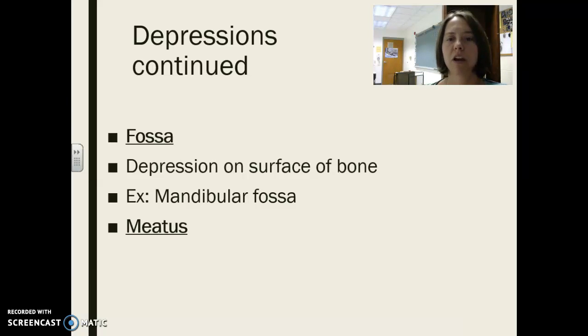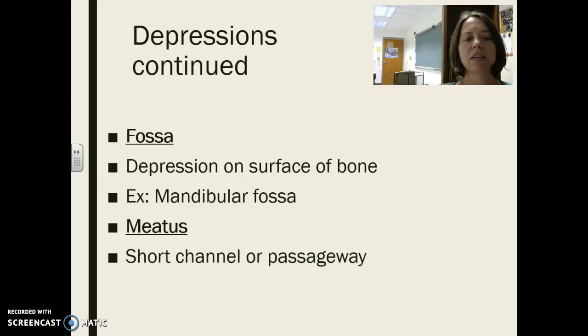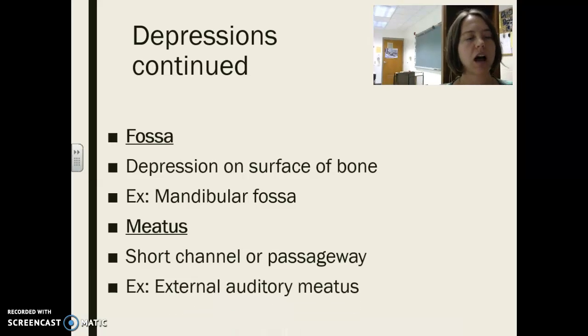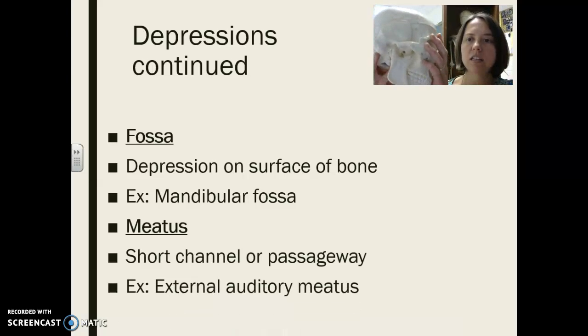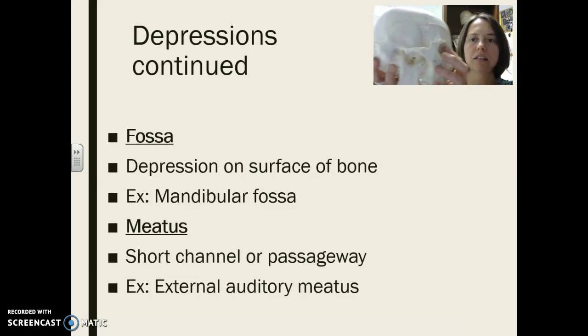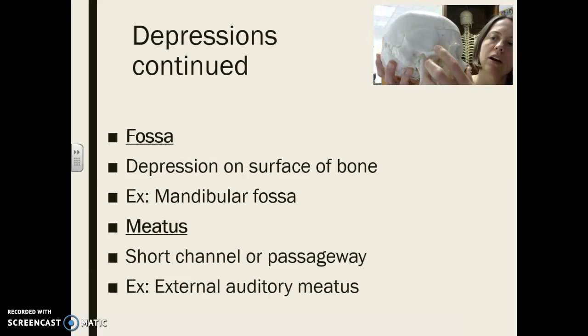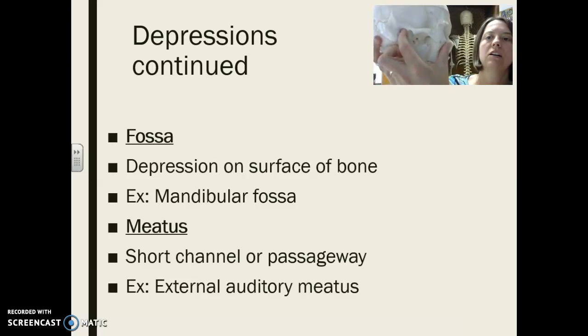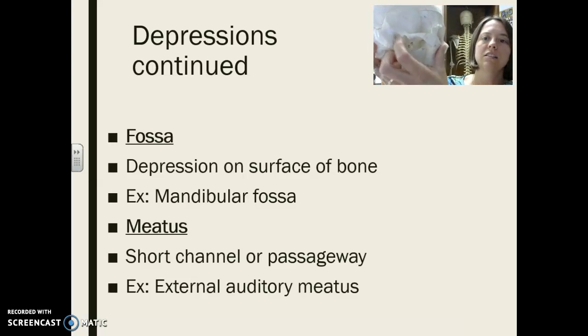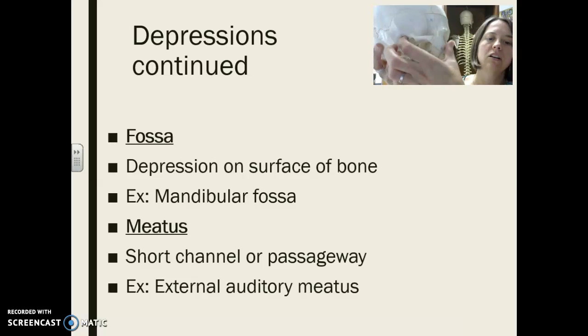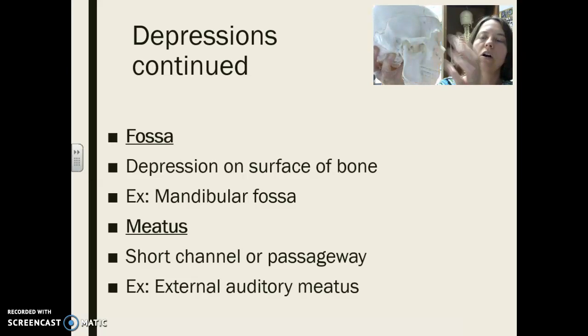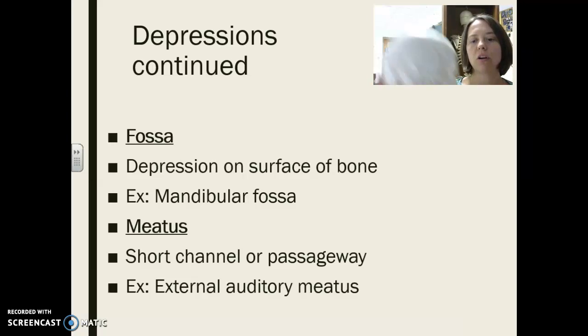A fourth type of depression is a meatus. And a meatus is a short channel or passageway. And the most common one to talk about is the external auditory meatus, which is where your ear canal is. So there is a channel, a passageway into where all the ear bones and the eardrum and all that stuff is.